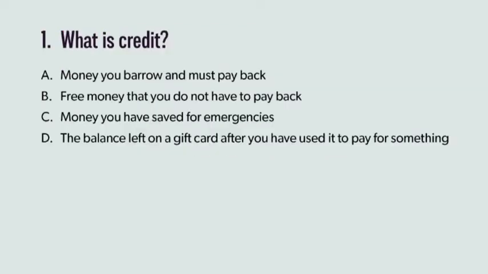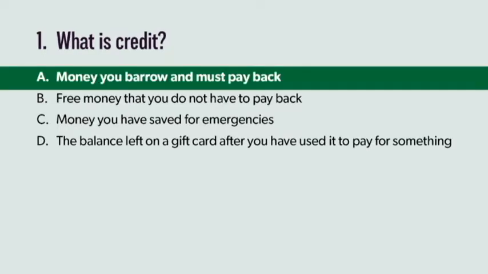So we'll get started. What is credit? A, money you borrow and must pay back. B, free money that you do not have to pay back. C, money you have saved for emergencies. Or D, the balance left on a gift card after you have used it to pay for something. And the answer is A, money you borrow and must pay back.